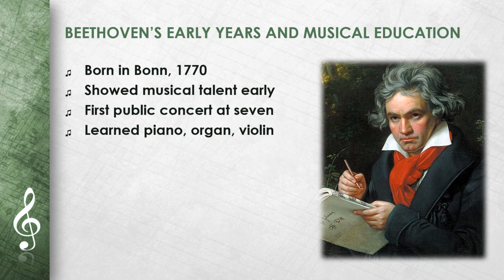Ludwig van Beethoven was born in Bonn in 1770. He showed great musical talent even as a child. His father, a musician himself, recognized this and began Beethoven's training at an early age. Beethoven gave his first public concert at the age of 7. In his youth, he learned to play the piano, organ, and violin. Beethoven also studied composition with various teachers in Bonn.